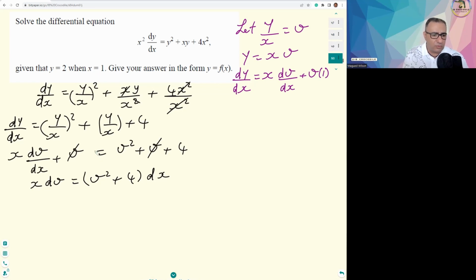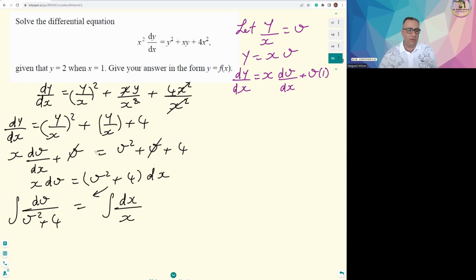Okay, so what we can do, let me bring this down, on the left hand side, or just divide by that. So you'll end up with dv over v squared plus 4, right? And then I'm going to bring x to the other side, but divided by x, or let's say divide both sides by x. So you will end up with dx over x, and then you will put your integration sign and you start to integrate.